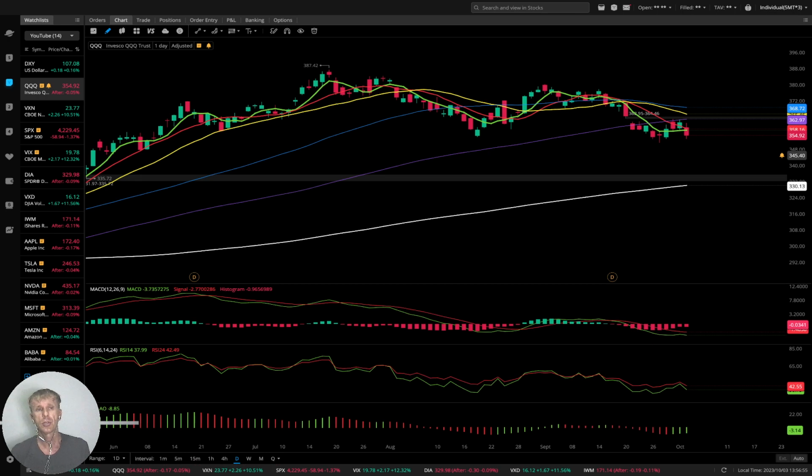Okay, let's do summary. Like already mentioned, dollar is still bullish. It has a tail bar. Maybe it will be reversal. We'll see. So far, still bullish. All indexes still bearish on all time frames.